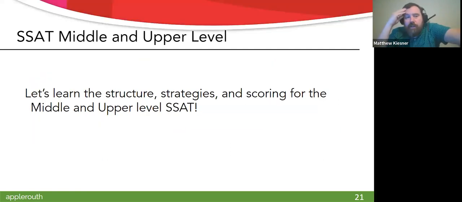So we're going to focus on the middle and upper level. The middle and upper have the same structure and timing, and there are some differences obviously in the math particularly, but the structures are the same. So we'll focus on some of the things you need to know.